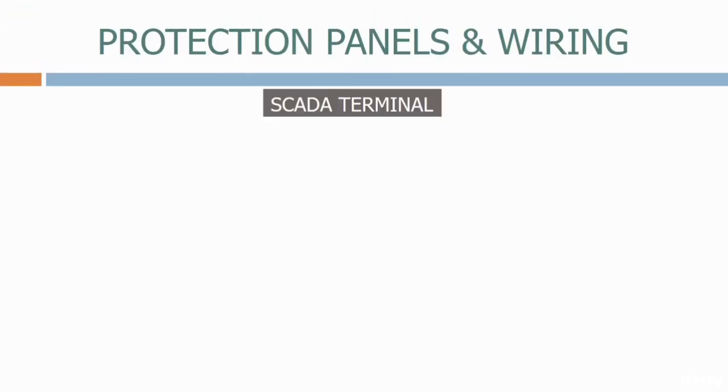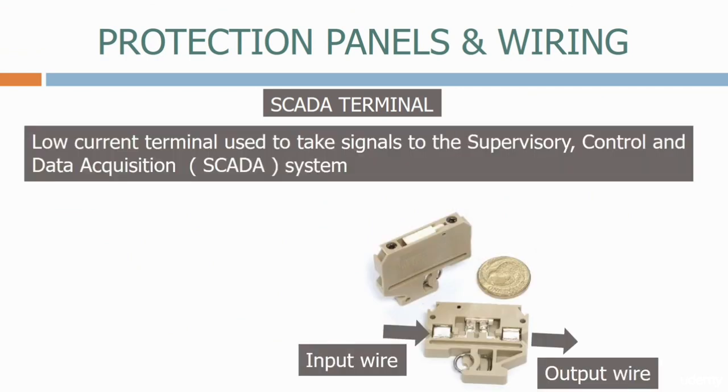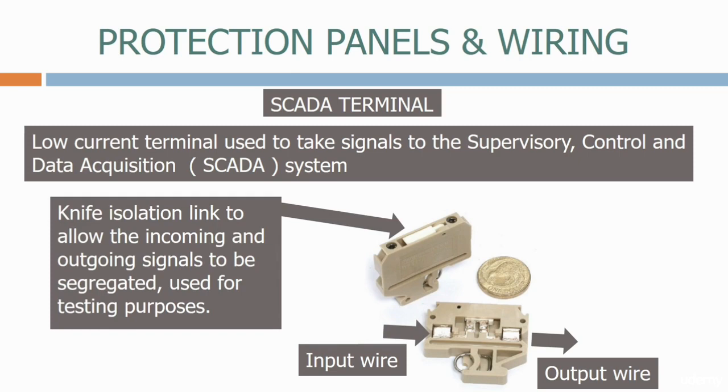Next we have SCADA terminals. These are low current terminals used to take signals to the supervisory, control and data acquisition system. In the middle of the terminal we have a knife isolation link to allow the incoming and outgoing signals to be segregated. This is used for testing purposes.